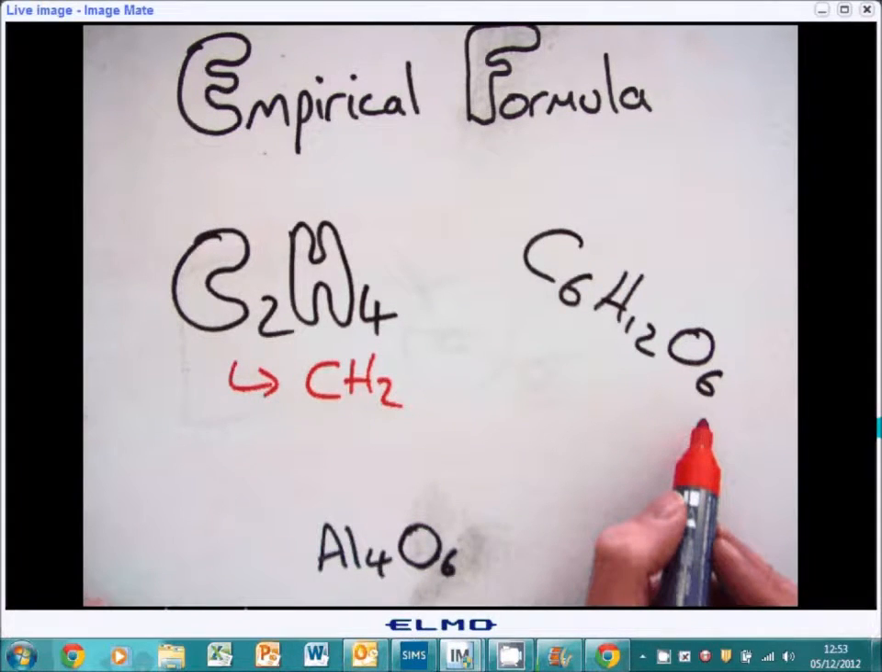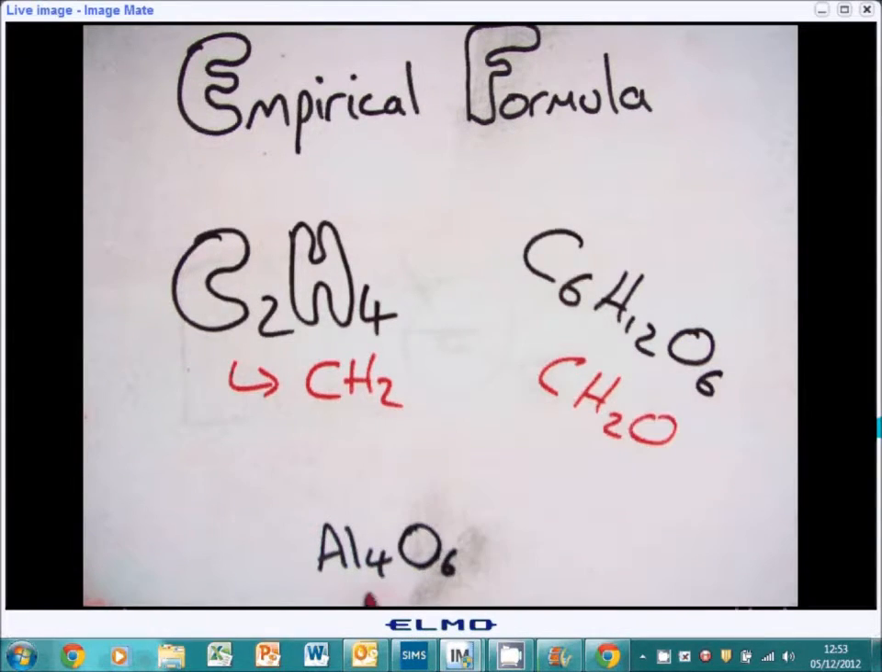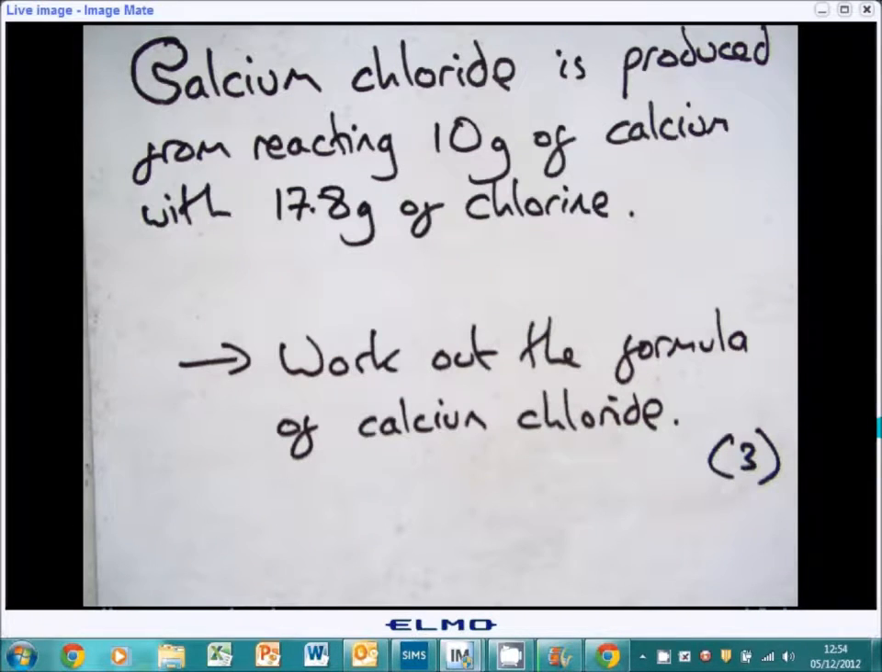Sugar, C6H12O6, can be divided by 6, which gives you CH2O. And aluminium oxide can be divided by 2, so it gives you Al2O3. So it's the simplest possible formula that you can have for your compound. You can work that out using a calculation as well, which will be the harder thing that you'll have to do in the exam.